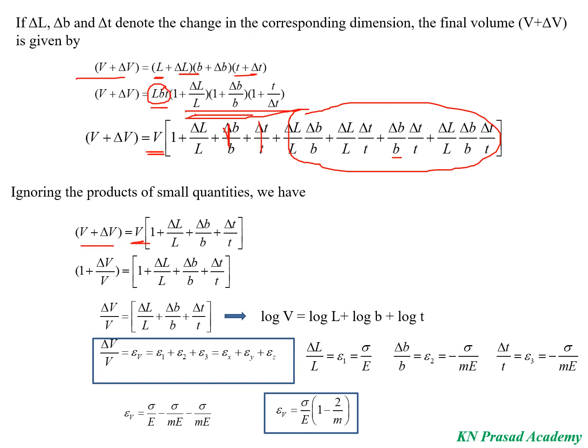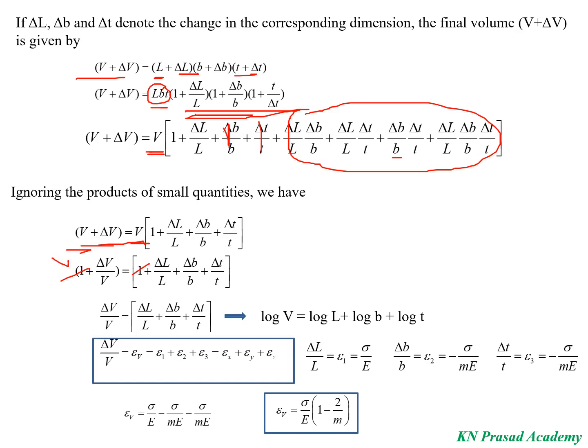So dividing by V, we get 1 plus delta V by V equals 1 plus delta L by L plus delta B by B plus delta T by T. Here the 1 cancels, and delta V by V equals delta L by L plus delta B by B plus delta T by T.